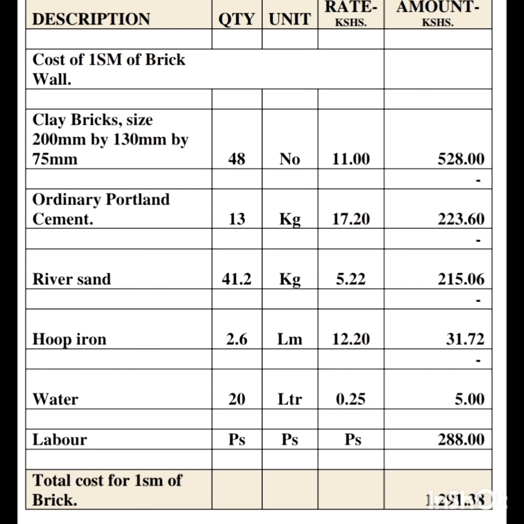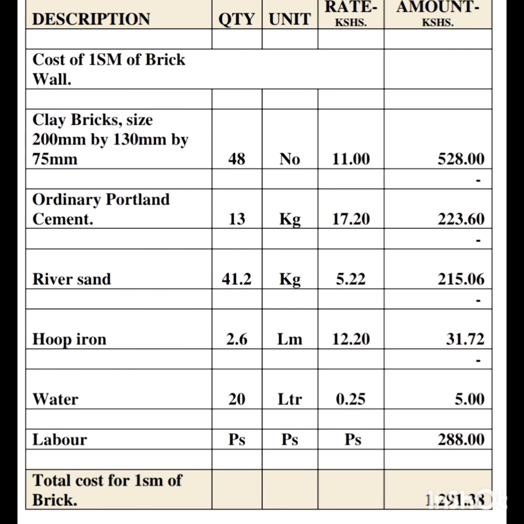Hoop iron, we'll use 2.6 meters, because we're going to use it after every 3 courses. So there we are using double. Then for water, we'll use 20 liters. And then labor will use 288 shillings, on the assumption that a good mason together with unskilled labor will build 300 pieces of bricks per day. This brings us to a total cost of 1,291 shillings and 38 cents.